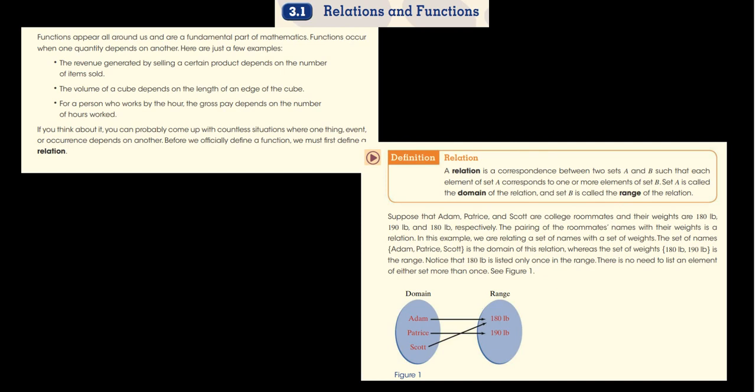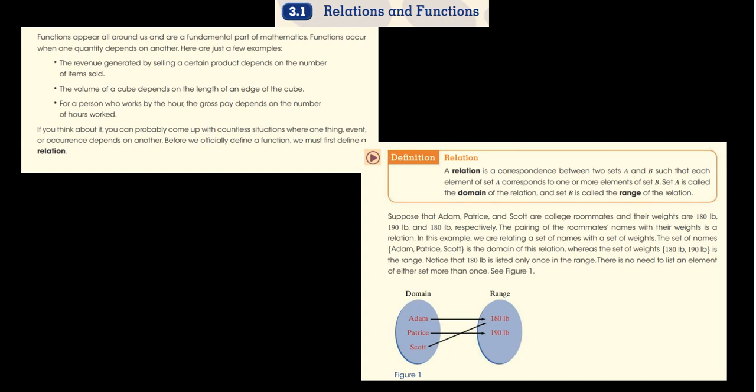So let's go back to the beginning of this definition. A relation is a correspondence between two sets A and B. The two sets A and B don't have to be different. Now, we're going to see in a moment they will be different. For example, set A is the names of people, and set B is their weight. But a lot of times we use set A to be the real numbers. We plug a number into a function, and then set B is also the real numbers. So they don't have to be two different sets. They can be the exact same set. We just need to define what those sets are as we proceed.